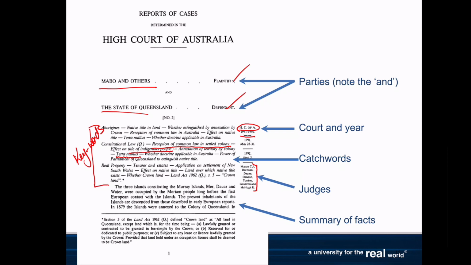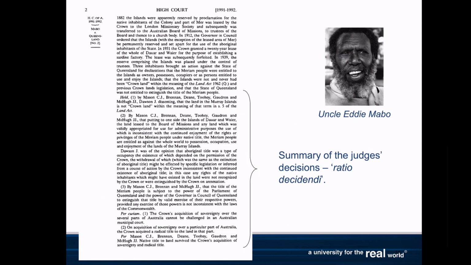So what we then have is a setting out of the facts. I won't go into a lot of detail about that, and then, really importantly, a summary of the decision. So this is where the judges actually set out their decision. So it was held by Mason, Brennan, Deane, Toohey, Gaudron and McHugh, with Dawson dissenting, that the land in the Murray Islands is not Crown land within the meaning of that term. Okay, so they're starting to set out, and then we start to get their reasons for that decision as they go through.